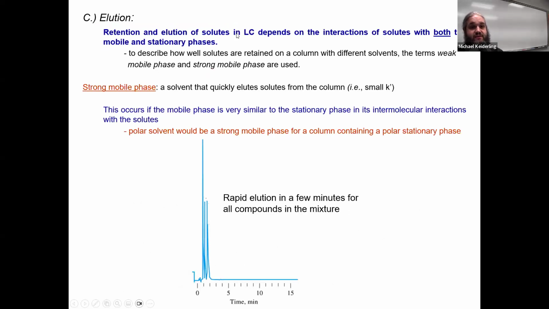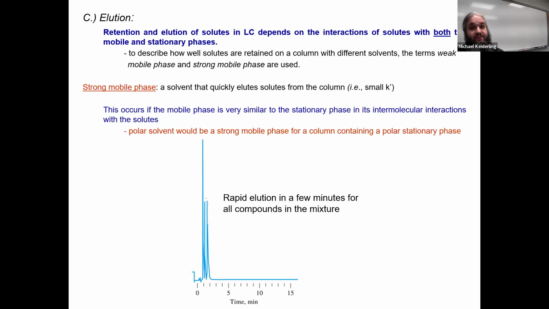So the retention and elution of solutes in liquid chromatography depends on the interaction of the solutes with both the mobile and the stationary phases. And to describe how well solutes are retained in the column with different solvents, the terms weak mobile phase and strong mobile phase are used. So you have a strong mobile phase. There's some solvent that quickly elutes solutes from the column, i.e. has a small k prime.